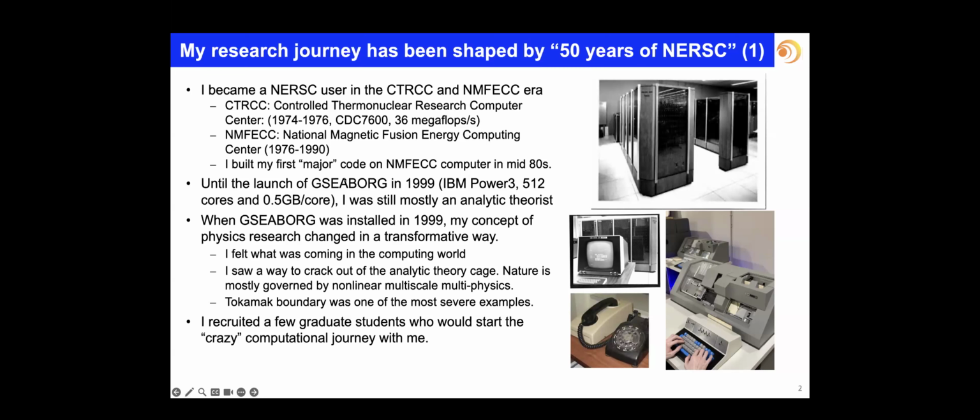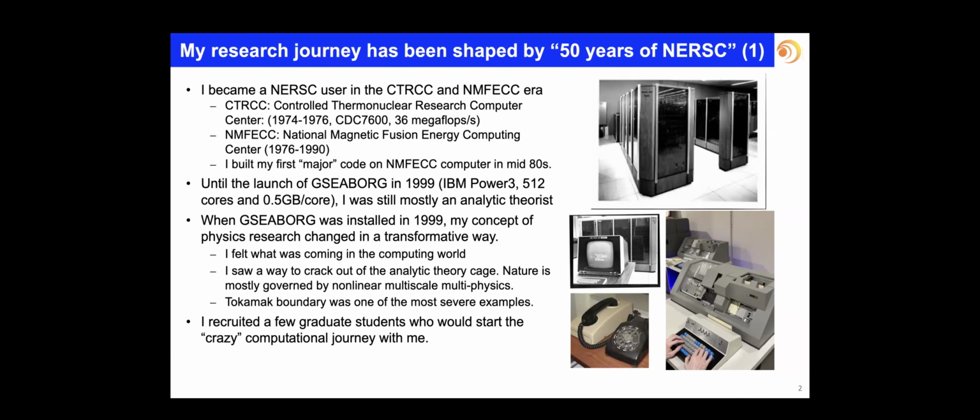However, until the launch of Seaborg in 1999, that's a whopping 512 core machine, I was still mostly an analytic theorist. When Seaborg was installed in 99, my concept of physics research changed in a transformative way. I felt what was coming in the computing world. And I was frustrated at that time about the limit of analytic theory.